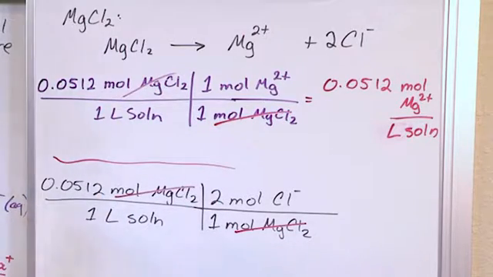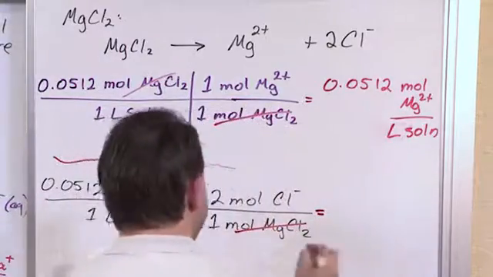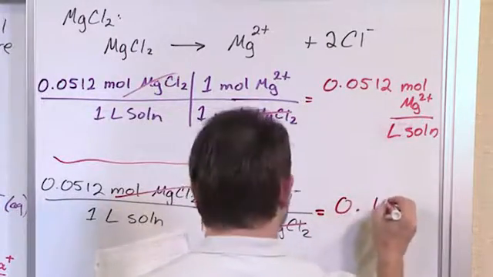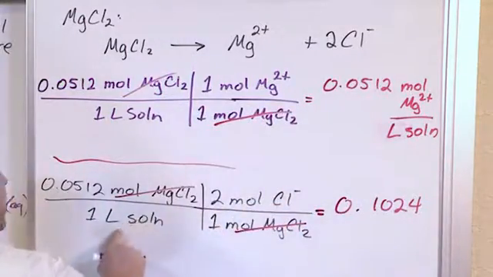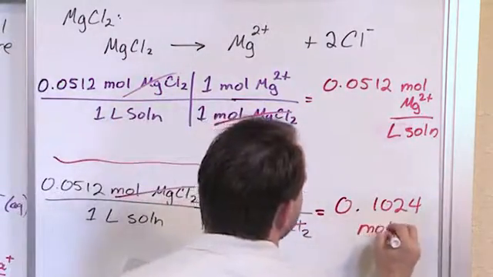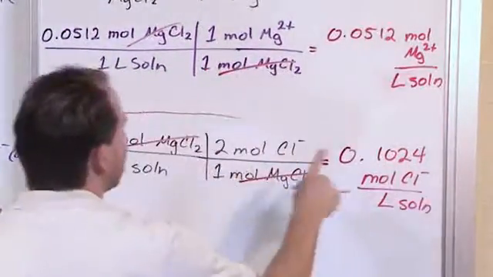All right? And so what we're going to actually get over here is 0.1024. The unit is moles of chlorine ions per liter. So it's moles of chlorine ions per liter of solution. So this is a concentration of chlorine.